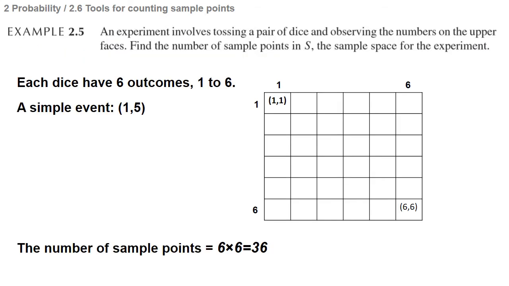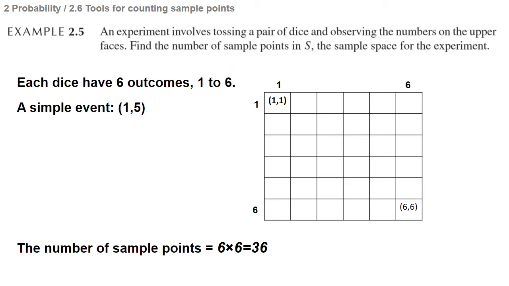Okay, let's look at example 2.5. An experiment involves tossing a pair of dice and observing the numbers on the upper faces. Find the number of sample points in S, the sample space for the experiment. So what's the experiment here? The experiment is rolling dice 2 times, and we are observing the upper faces. Each die has 6 outcomes, 1 to 6, and so one simple event would be having 1 and 5.